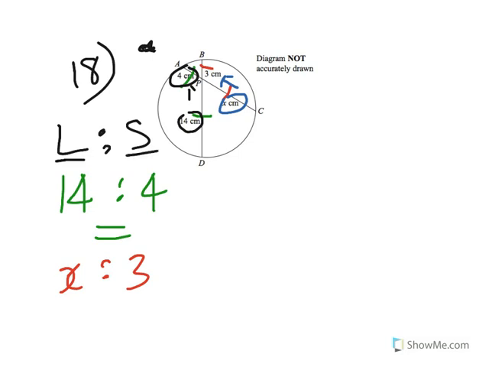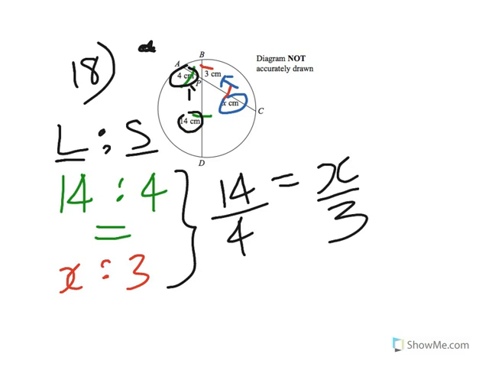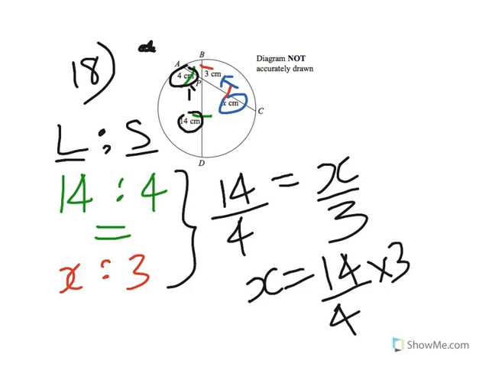So basically, all we got to do is put this in algebra form. So we can say 14 over 4 is equal to x over 3. And all we got to do is solve for x, and that way we can find the value of x. So multiply 3 on both sides, and we're going to get x equal to 14 over 4 times 3. And so that is nothing but 10.5 centimeters.